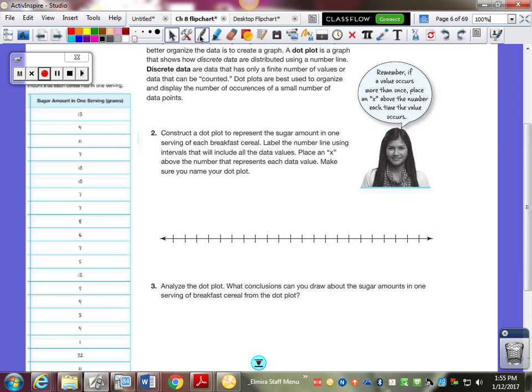Okay, we look for the lowest value, which is 1, and the highest value, which is 22. And when we create the number line, we're looking to create it such that our lowest and highest number is represented. And in this case, the number line that they give us allows us to count by ones and exactly make it.